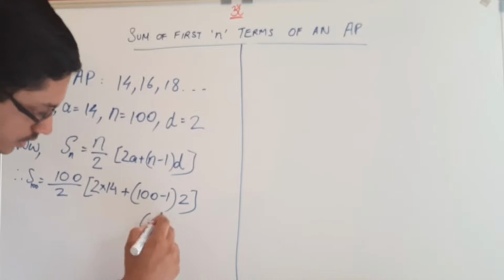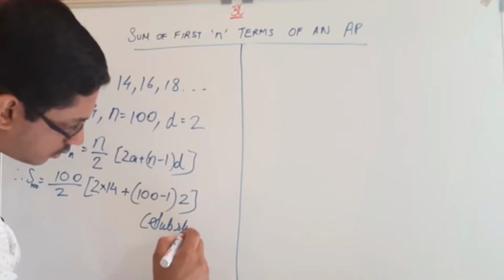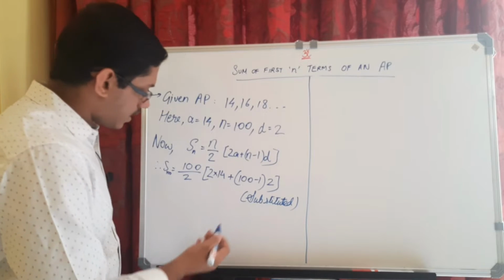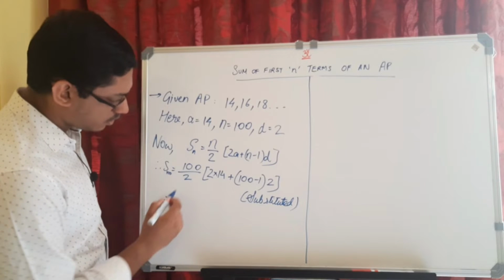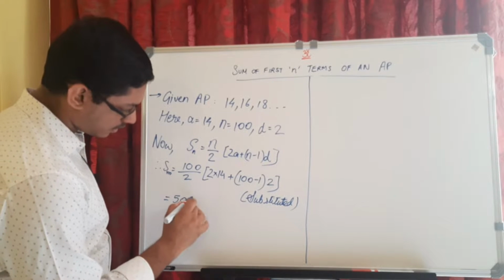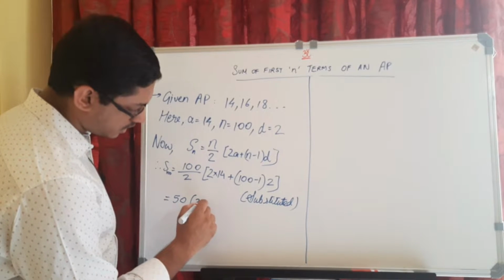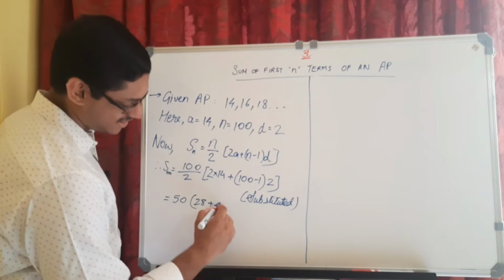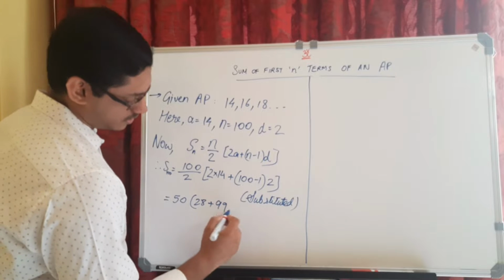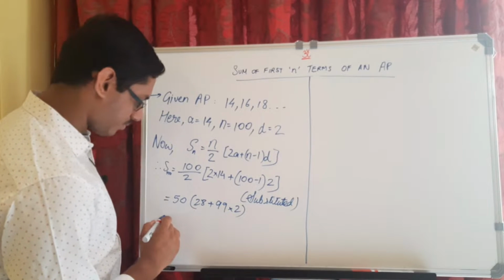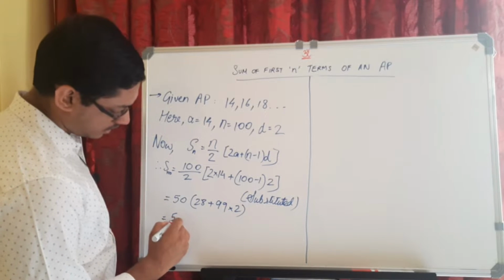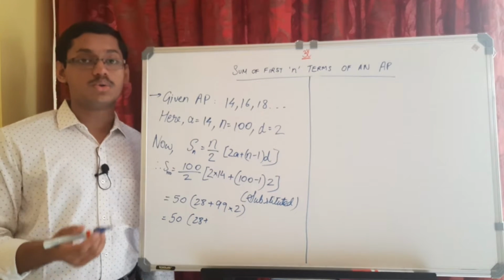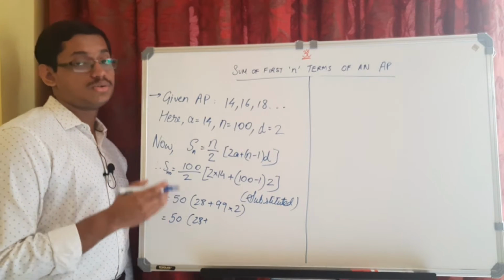Right here, substitute it. Substituted. So come on, keep on solving now. What is 100 by 2? It is 50. What is 2 into 14? It is 28. Plus, what is 100 minus 1? 99. Multiplied by d, which is 2. Okay, so it is equal to 50 times (28 plus 99 multiplied by 2). 99 multiplied by 2 is 198.